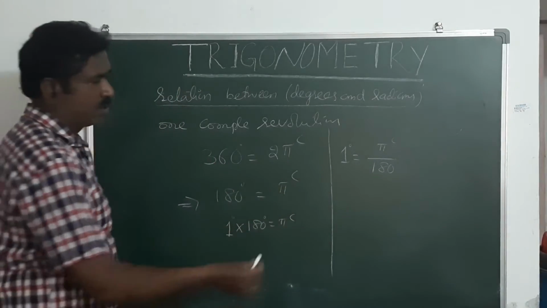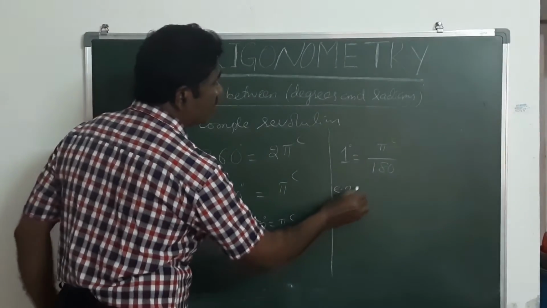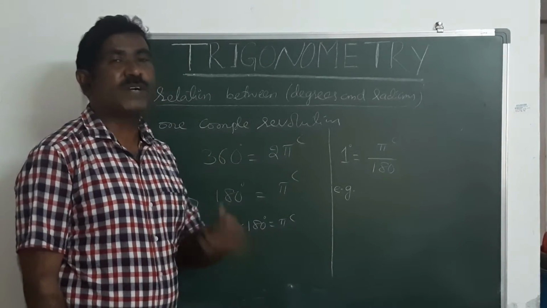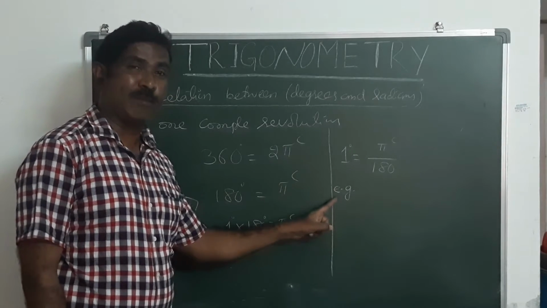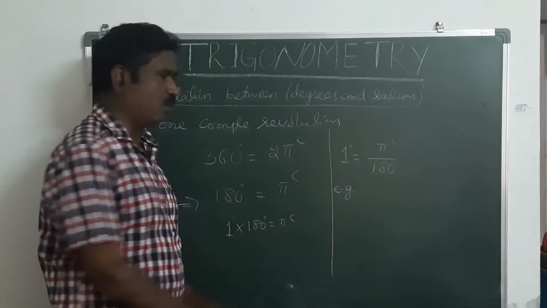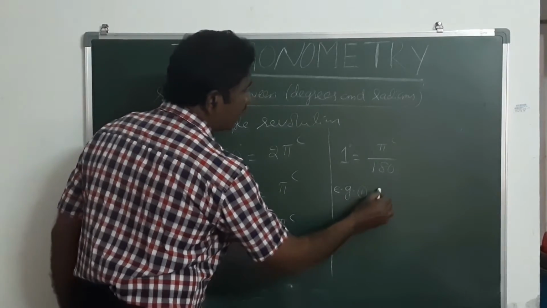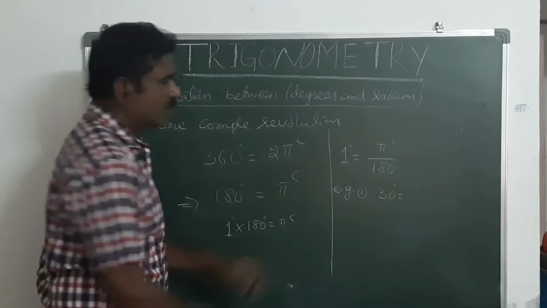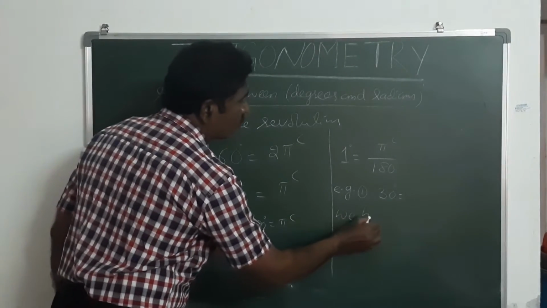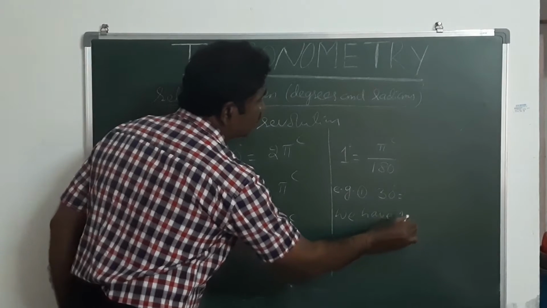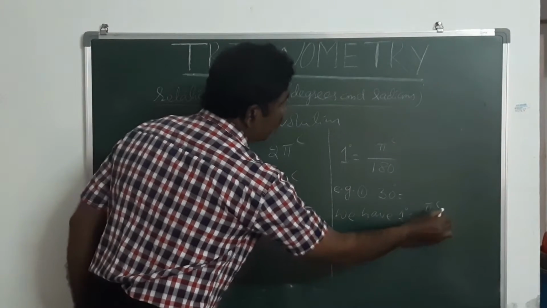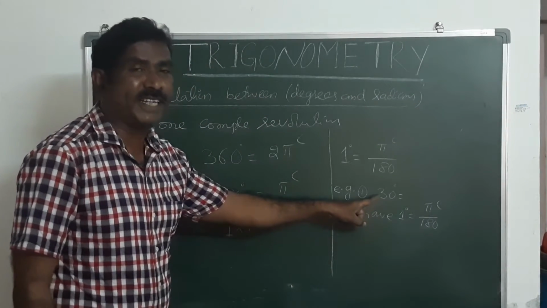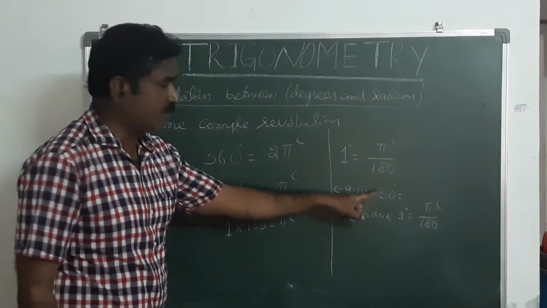Now take some examples. E.G. is short for exempli gratia, which means for example. So take number 1: 30 degrees equals how many radians? We have 1 degree equals pi by 180 radians. We have to find the radians for 30 degrees.